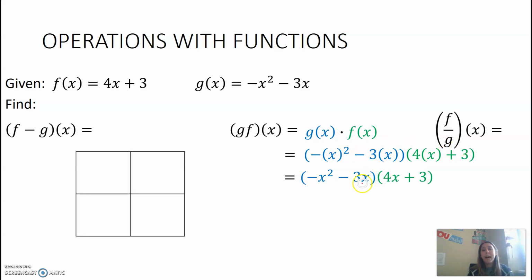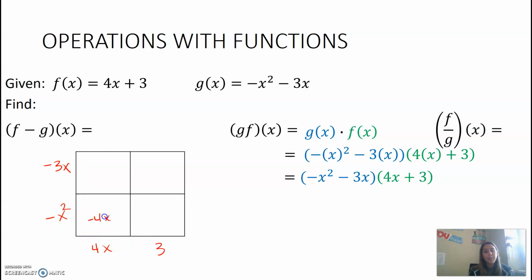Now, we have a binomial times a binomial, which means we need to put it in here. I typically do it this way, so negative x squared minus 3x, and then 4x plus 3. If you do it the other way, like you have the 4x plus 3 over here, as long as you keep your binomials on the same side, you're fine.